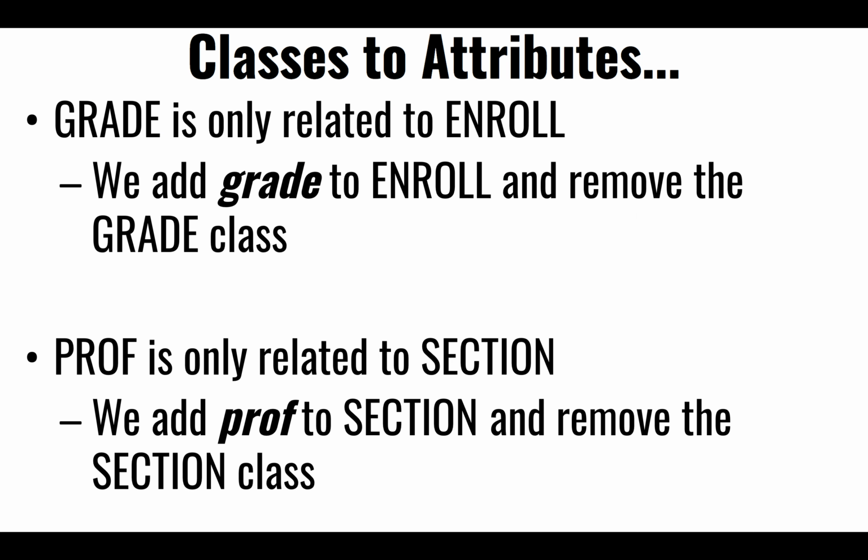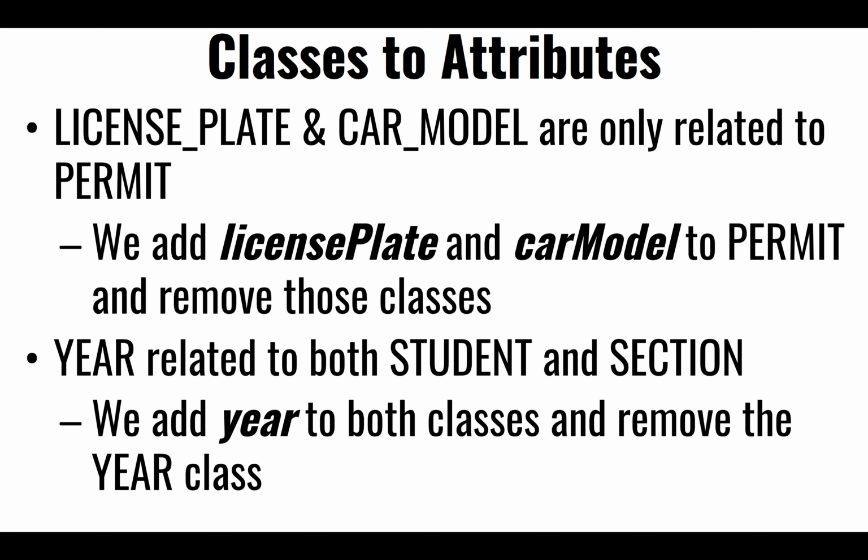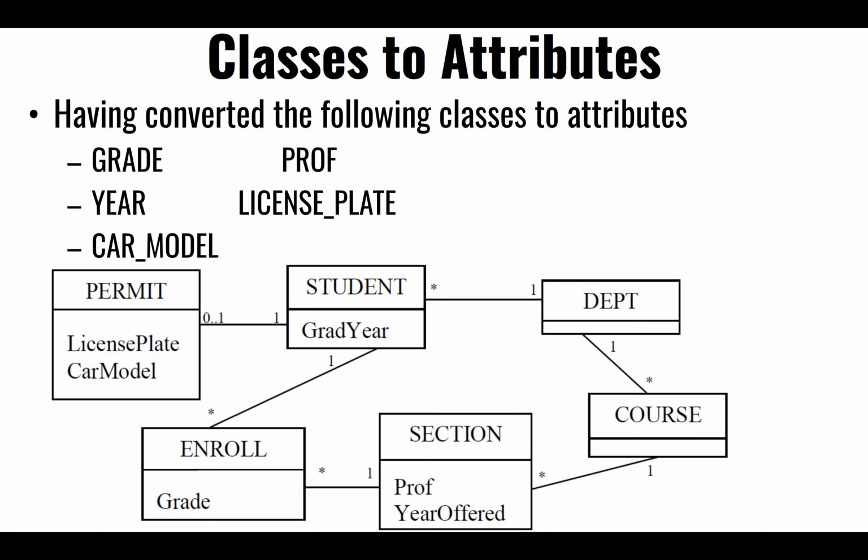Right. So after removing all these, and putting the license plate and the car model into the permit, we come up with the class diagram we knew we were going to end up with all along, right? So we have the student, department, sections, enrollment, and whatnot. Yes. Yeah, and we knew that this design was correct from the beginning.